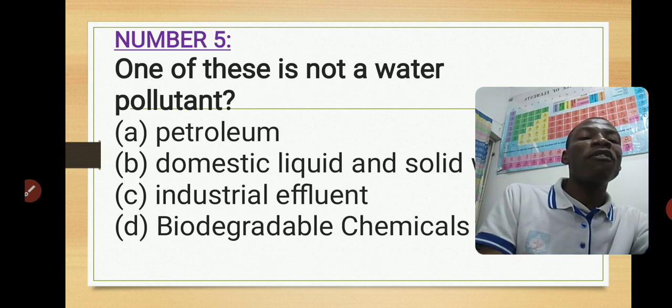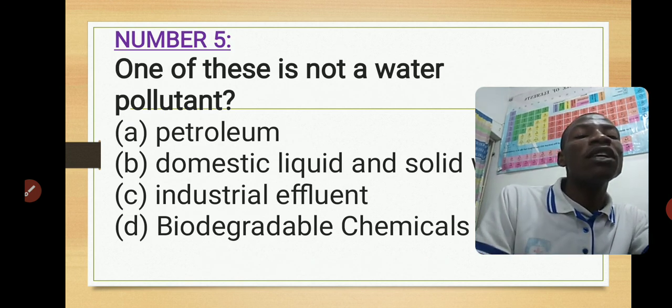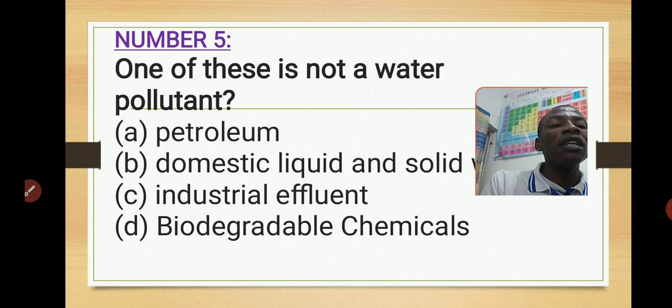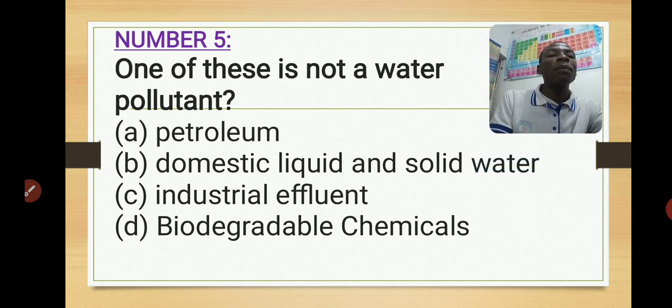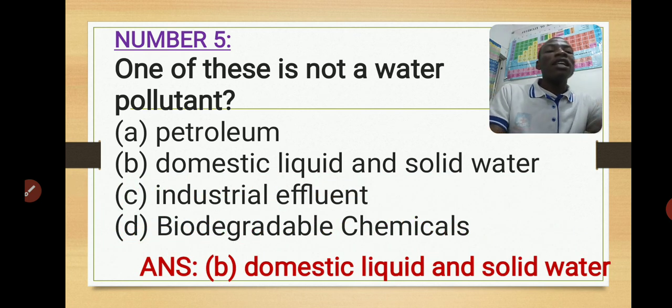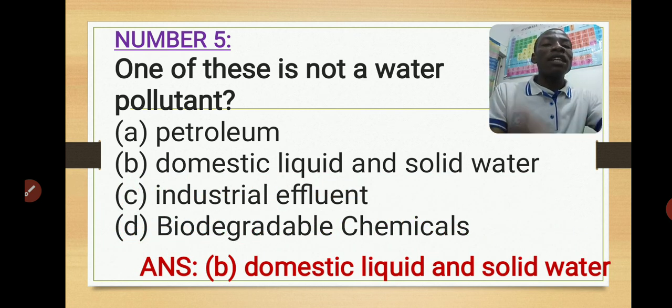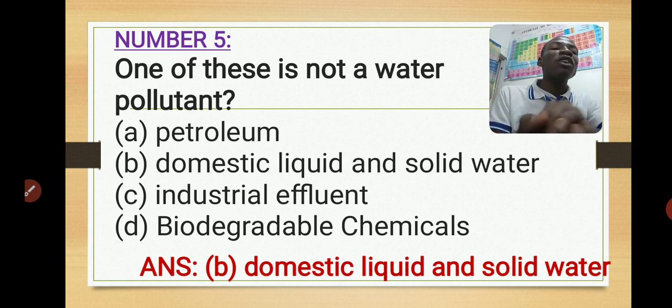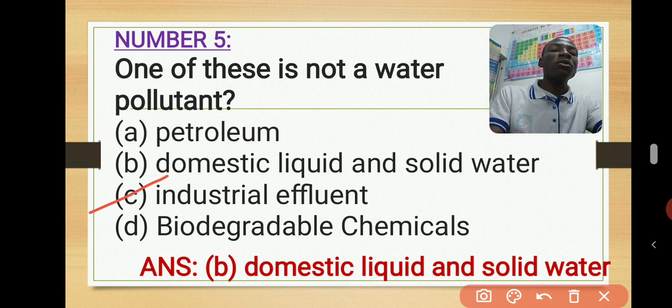Number 5. One of these is not a water pollutant. So let's see which one is not a water pollutant, and the answer will be option B. Option B, domestic liquid and solid waste. They are not water pollutants. The rest are water pollutants. Remember crude oil spillage, option A. Remember industrial effluent, option C, also pollutes water.